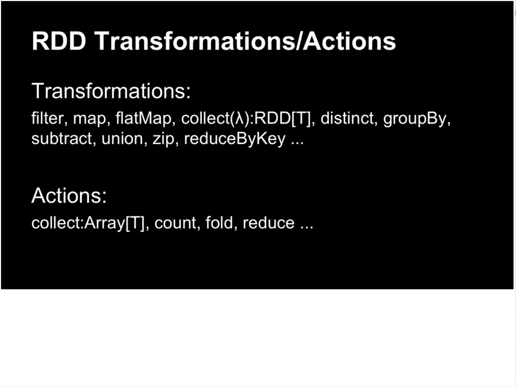So here are some examples of transformations. So things like filters and maps and flat maps, which if you're familiar with functional programming, are all very commonly used functions. And then actions like collect and count and fold and reduce. So those actually require the materialization of the data at the time that they're called.